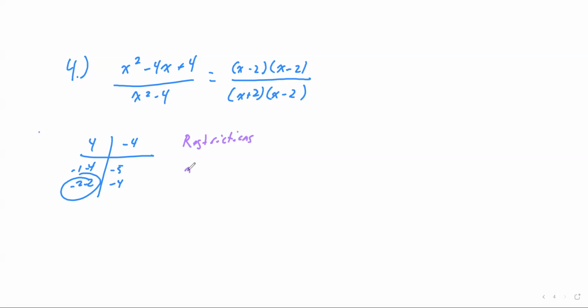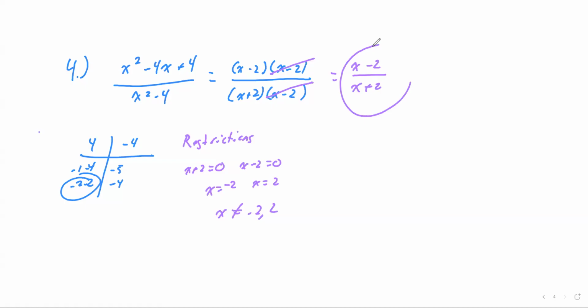In this case, that's x plus 2 equals 0 and x minus 2 equals 0. So I have x equals negative 2 and x equals 2. So x cannot be negative 2 and 2. All right, now that I got my restrictions taken care of, I can cancel what they have in common. Notice I can only cancel one of them because I only had one on the bottom. So when I write what's left, I get x minus 2 over x plus 2.